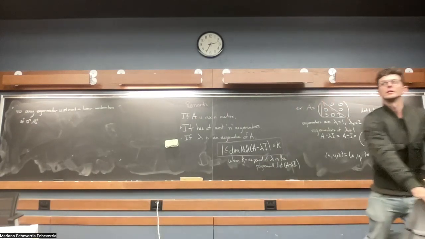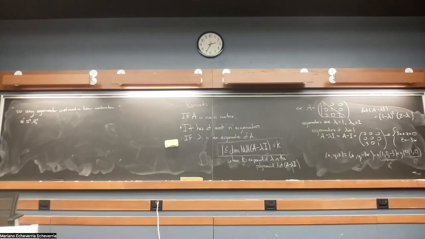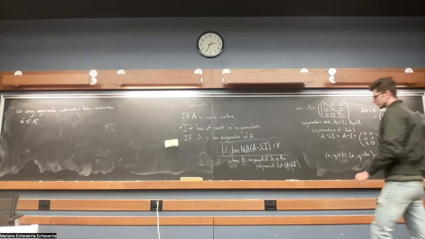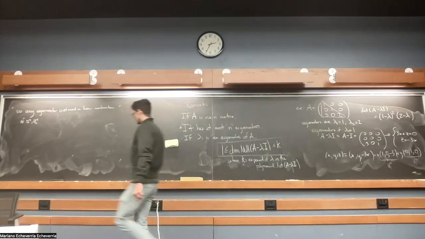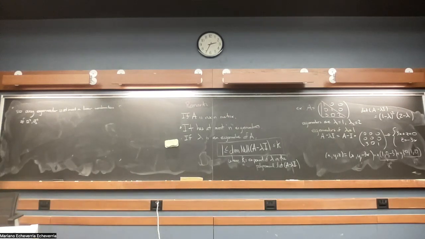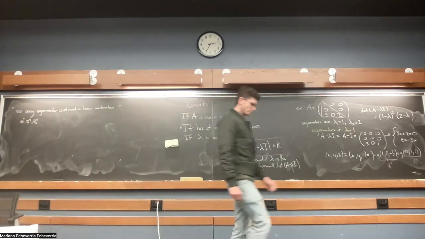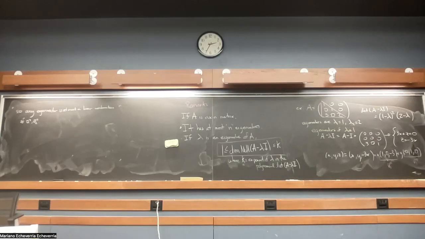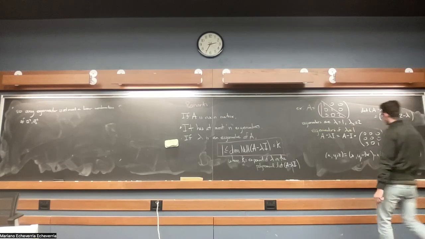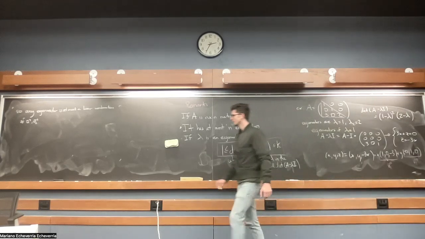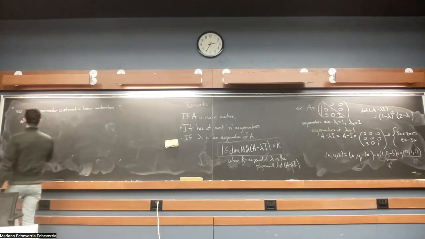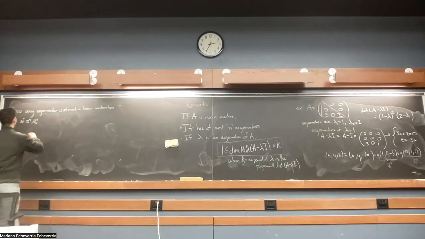Is that okay? And then there's the other eigenvalue left. So now let's look at this eigenvector for lambda 2 equals 2.